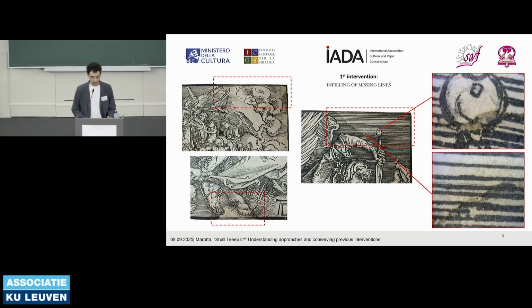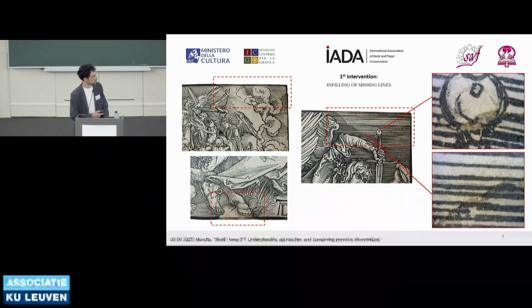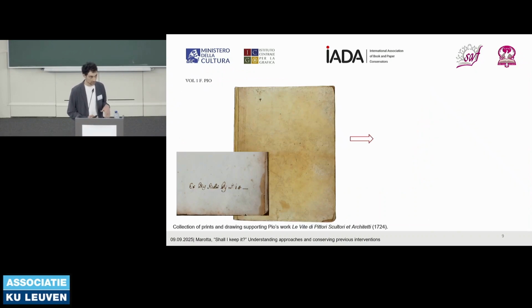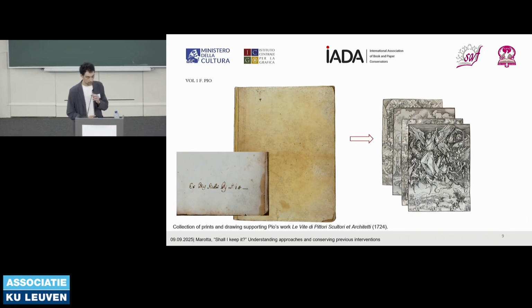Going backwards, the first layer of intervention consists of additions made in brown ink manually to reconstruct the image, we could say, philologically. The separation between this treatment and the other ones was not clear at the beginning. To understand that, we had to connect again the prints, which were loose leaves at that point, to the volume from the collection of Nicola Pio, the collector who acquired these and other prints at the beginning of the 18th century. These prints were then put together in this volume that was dedicated to Dürer.